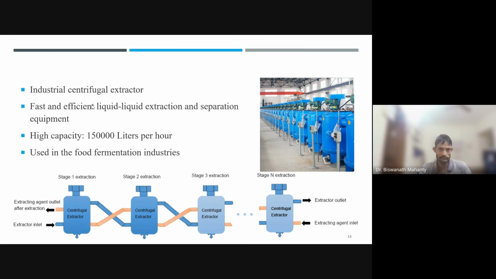It is used in industrial processes, and if it is efficient in separation, we can see the flow. So we can have the extraction inlet, for example, from the bottom left side to the right side. On the other hand, the extracting agent outlet after the extraction process comes from right to left. So this is a counter current extraction unit. In each unit, the liquid mixing and separation process takes place.